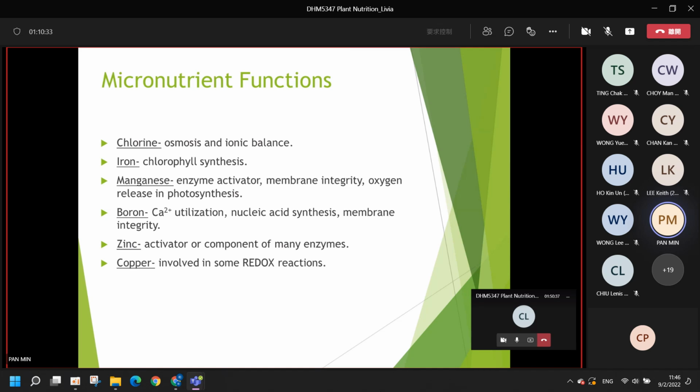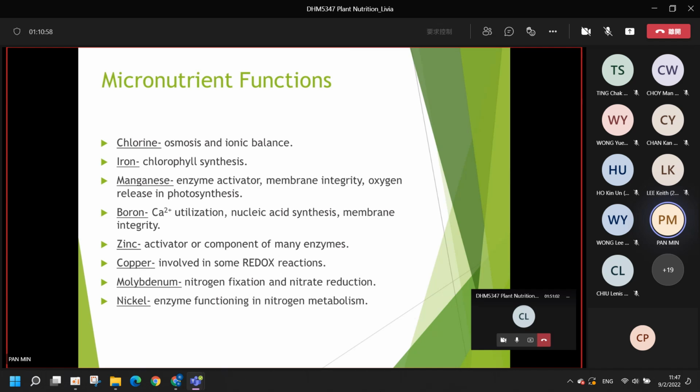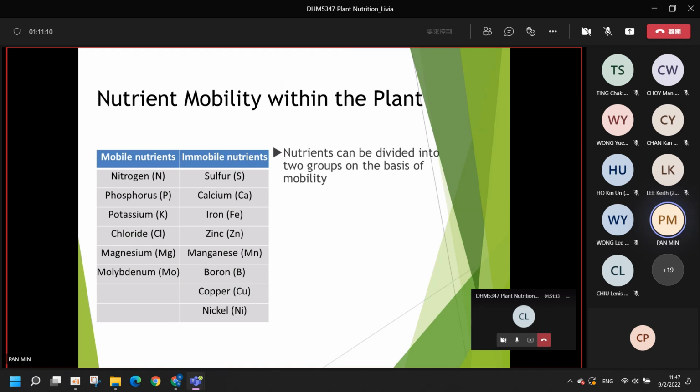And copper can help in some oxidation and reduction reactions. And molybdenum has important roles in nitrogen fixation and nitrate reduction. It can serve as a catalyst during this process. And the last one, nickel. Nickel is important for enzyme functioning in nitrogen metabolism.